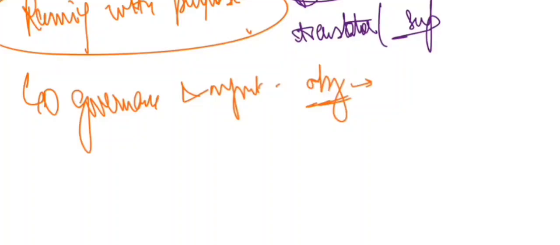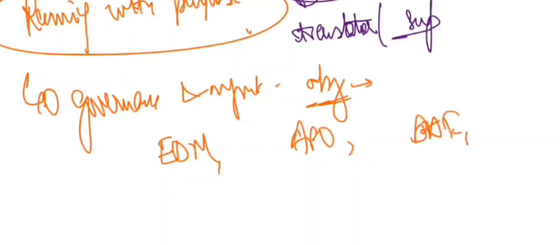The first one is EDM, which means evaluate, direct and monitor. Second is APO, align, plan, organize. Third is BAI, build, acquire, implement. Fourth is DSS, deliver, service, support. Fifth is MEA, monitor, evaluate, assess. COBIT integrates with other frameworks like ISO, ITIL, NIST.